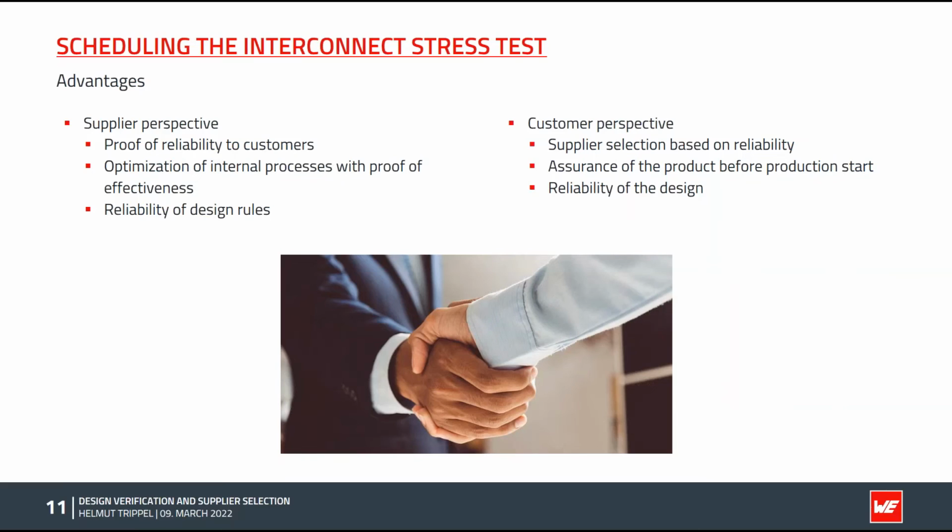Secondly, we have the customer perspective. Here, the customer can select the supplier based on the reliability proven by the suppliers. He has an assurance of the product before the production start, and he has knowledge about the reliability of the design, with different designs, how they affect the number of cycles and the reliability that can be proven.